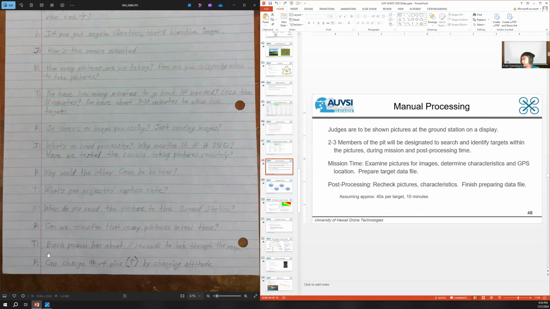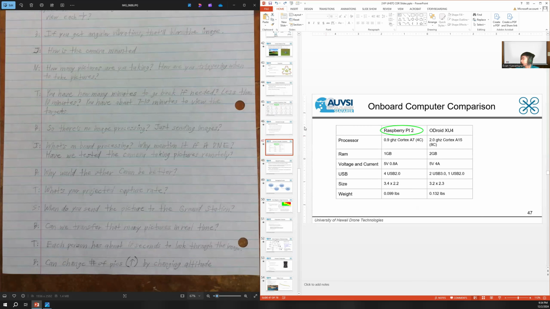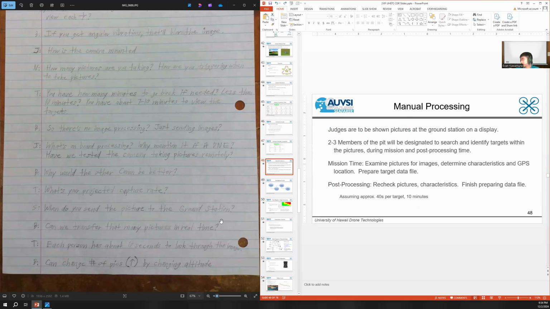Our professor is estimating that each person has only about 10 seconds to look through one image. Is that long enough? Again, it would have been nice to have some metrics about preliminary testing with our people on the ground to see if that's fast enough. We can also change the number of pictures if you change your altitude. If you fly higher, you don't need as many pictures, right? You can cover more area. If you fly lower, you need to take more pictures, right? It kind of depends. There needs to be that trade-off study, which also isn't here in these slides.